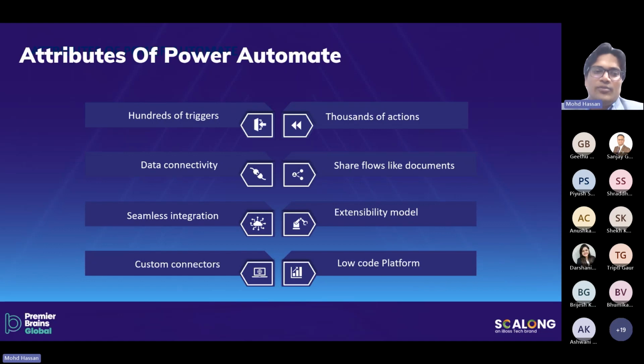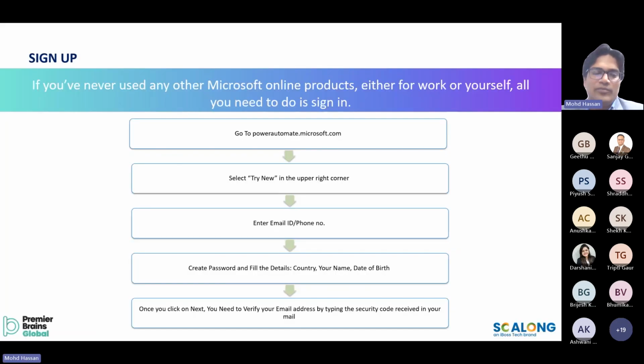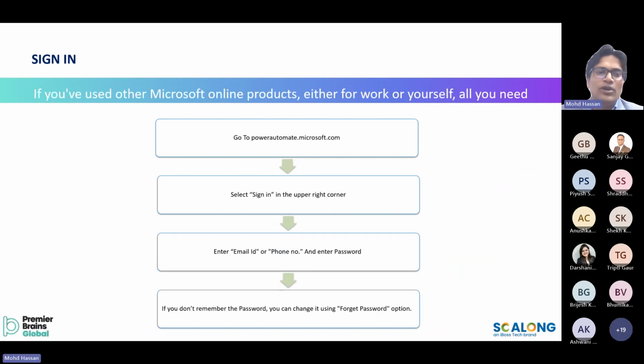So here are the following attributes. Hundreds of triggers. It has data connectivity, seamless integration, custom connectors, thousands of actions, share flow like documents, extensibility model, and low code platform. So what we have to do: if we already have a Microsoft online login ID, then we can simply go to powerautomate.microsoft.com and sign up, or else we can sign in. It is as simple as signing in with Google or any of the social media.